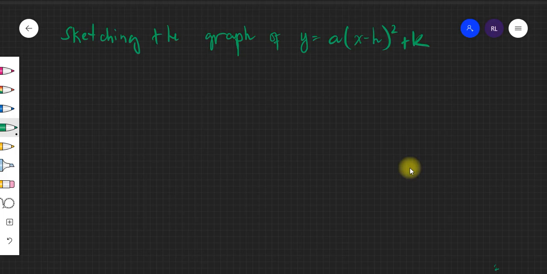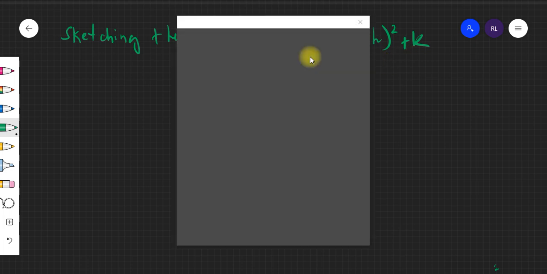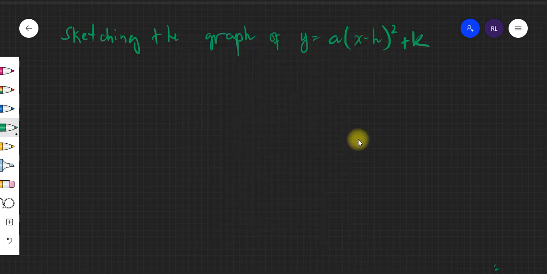In this video, we are going to discuss and show examples on how to sketch the graph of a parabola in the form y equals a quantity x minus h quantity squared plus k. Remember that this one is the standard form of a quadratic function. Okay, so let's go to our number one example.